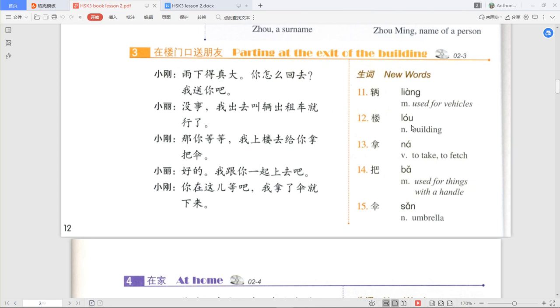拿 means you hold something in your hand, so you take something, you fetch something, 拿。把 here, it's not actually the 把 sentence, here it is also a measure word, for things with handles. 伞, umbrella. Okay. Yeah, let's have a look here.